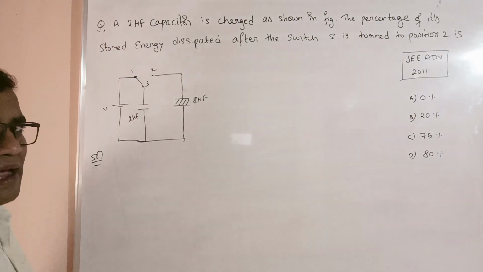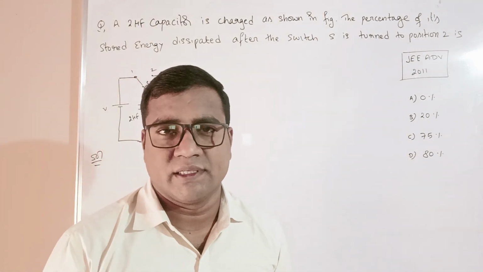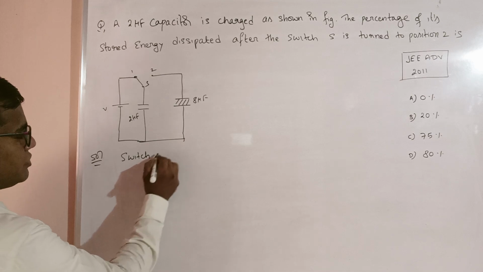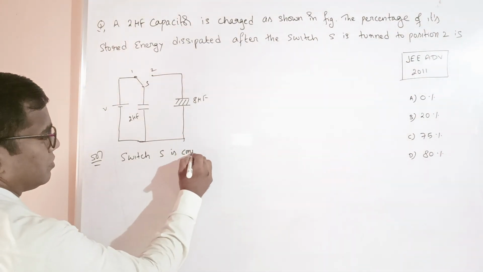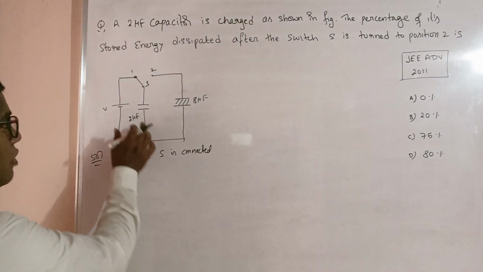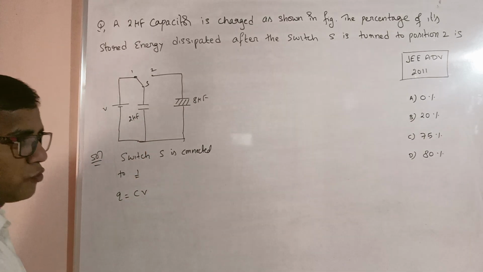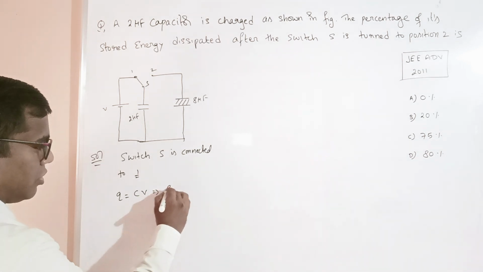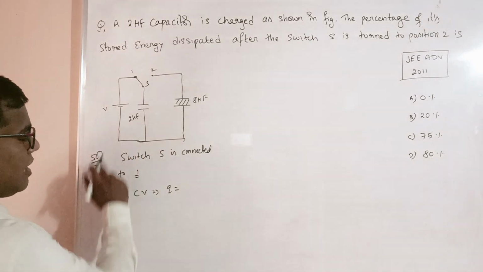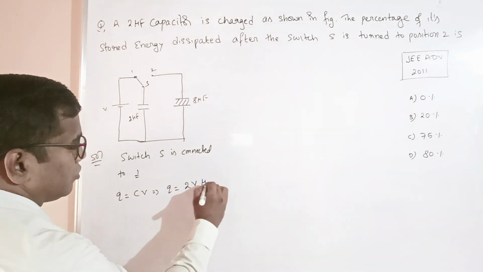Again I'm saying, advanced questions, no need to worry. Simple basic concepts. Now see here, switch S is connected to 1. Now I will calculate Q. Q is equal to CV. C is 2 μF, and the potential is V. So Q is 2V microcoulombs.